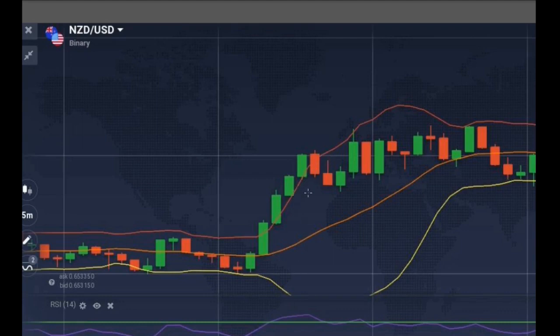Okay, so when you see that, it indicates that there's a strong momentum in that particular direction. Okay, this indicates a strong bullish momentum, meaning the bulls are fully in charge. Okay, so what you're looking for next is a retracement. A retracement is a cut back into the Bollinger Band.